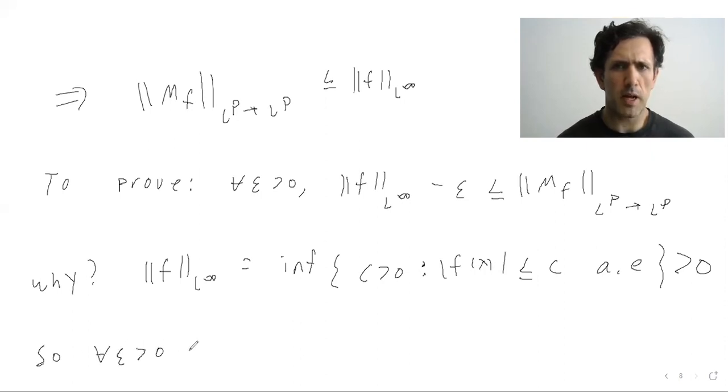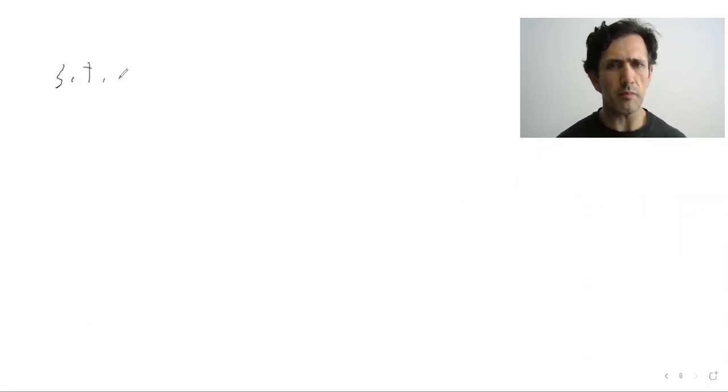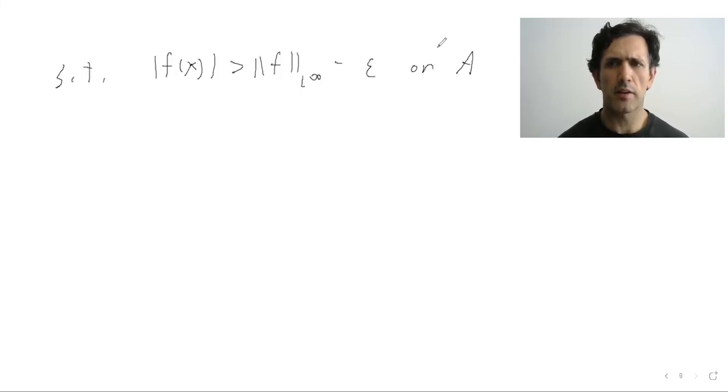So let's say epsilon is positive. We already said that here, sorry. So what this means is there exists a measurable subset A of R with positive measure, where M is Lebesgue measure on the real line, where f of x is bigger than the L infinity norm of f minus epsilon on A. So in other words, maybe it'd be a little more clear, this is true for any x in A.